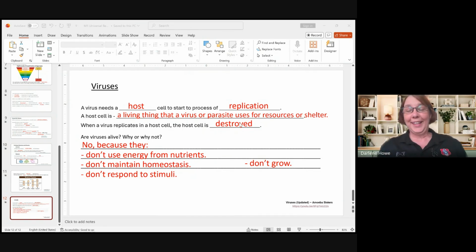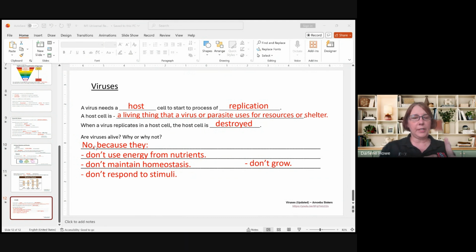Hey, so viruses are interesting, though. Are they alive? Why or why not? Our book says no, they are not alive. And I tend to agree with this too, because we went over the 5 characteristics that all living cells have.